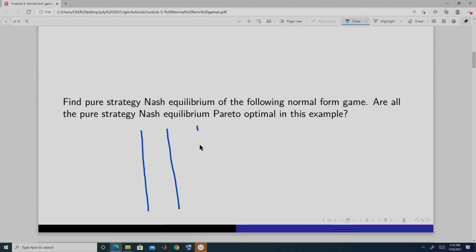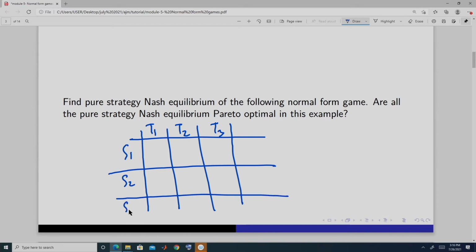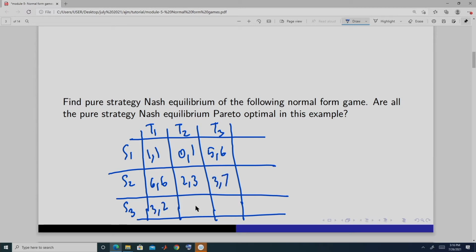So, that is why we use something like pure strategy Nash equilibrium to find out. And let us solve one problem related to Nash equilibrium, okay? So, suppose the game is of this form, T1, T2, T3, S1, S2, S3. Okay? Payoffs are of this nature. Okay? Now, if we look at this game, let us play S1.